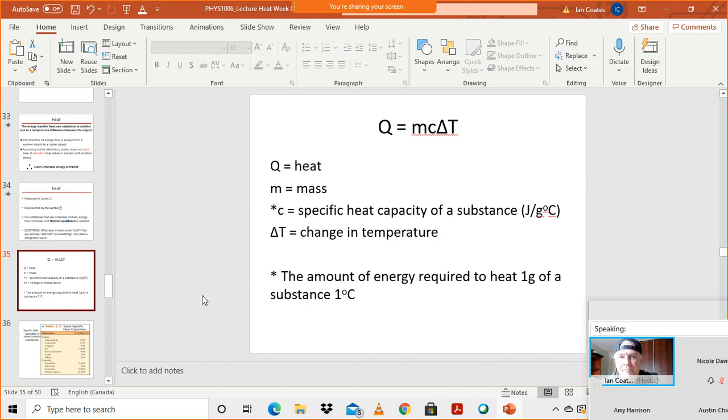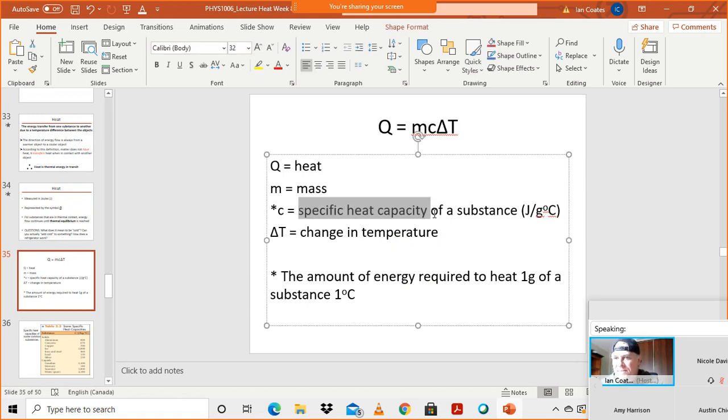Right here. Good. Okay. C is the specific heat capacity. And what this means is, every element or every substance has an ability to absorb heat and retain it. That's what this means. A substance's ability to absorb and retain that heat. That's all. And it's different for every single element or substance.